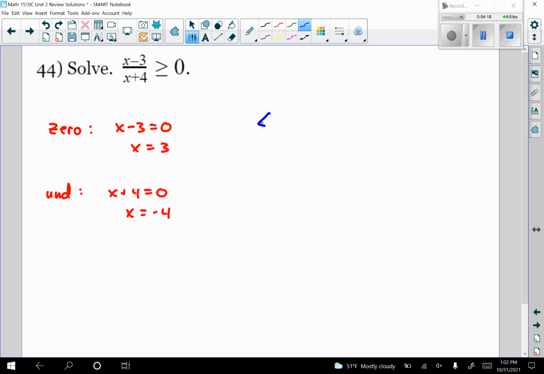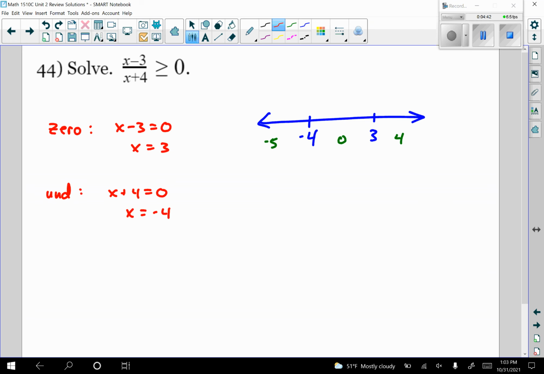So I'm going to make my number line. I want to know where this function is going to be greater than or equal to 0. So I have really a vertical asymptote at x equals negative 4. And then when x is equal to 3, I have a 0. So I need to check negative 5. We could check a 0, and then we could check a 4.